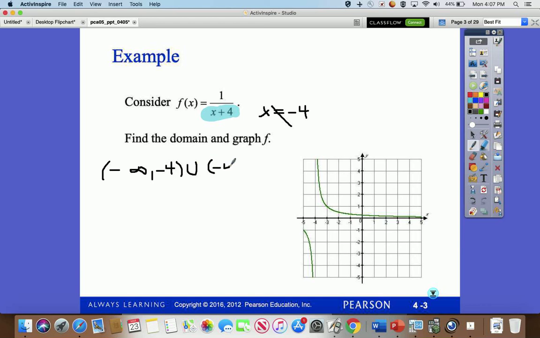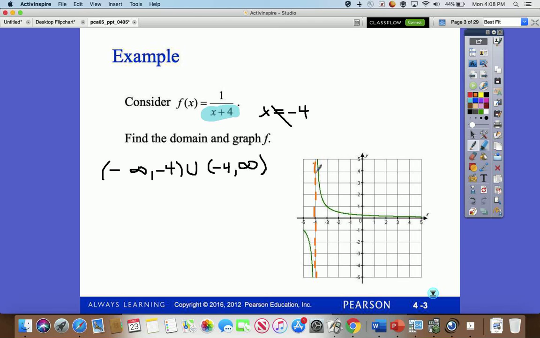Now, how do you go about graphing it if you don't have a graphing calculator? Well, the exact same way that we have graphed every other function. We know that we have a vertical asymptote at x equals negative 4. What a vertical asymptote is, for those of you that may not remember, is a line that the graph approaches but never touches. That's an asymptote in general, but a vertical asymptote is just a vertical line that the graph approaches but never touches.